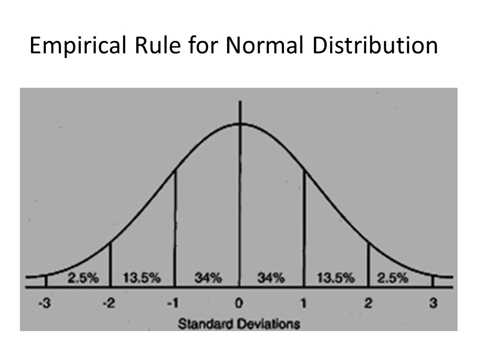Oftentimes, students will notice that you can split up the normal distribution into these regions. So if you're asked to find a certain percentage between 2 of these values, it's simply a matter of adding up those pieces.